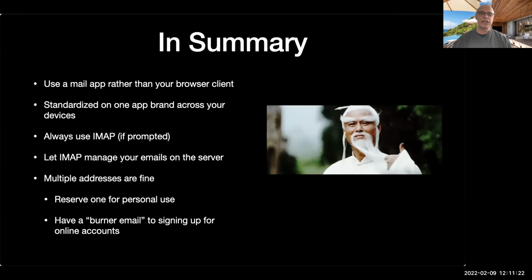So in summary for email, I recommend that you use a dedicated mail app rather than a web browser. I recommend standardizing on a single brand of mail app across all your devices. Always use IMAP if you have a choice. Let IMAP manage your emails on the server, and using multiple email addresses is a good idea. Hide My Email or a burner email will minimize the amount of spam you get in your personal mailbox. Any questions on mail before we move on to contacts?